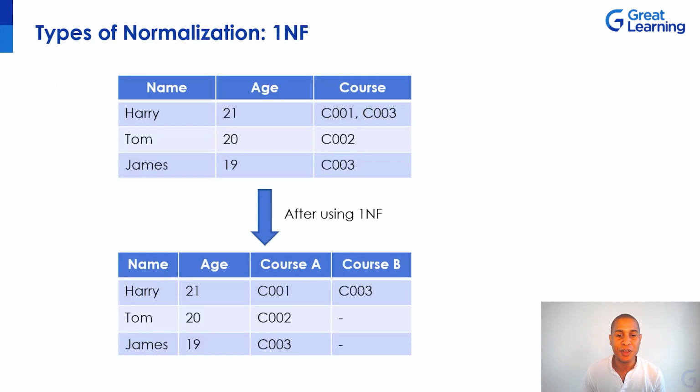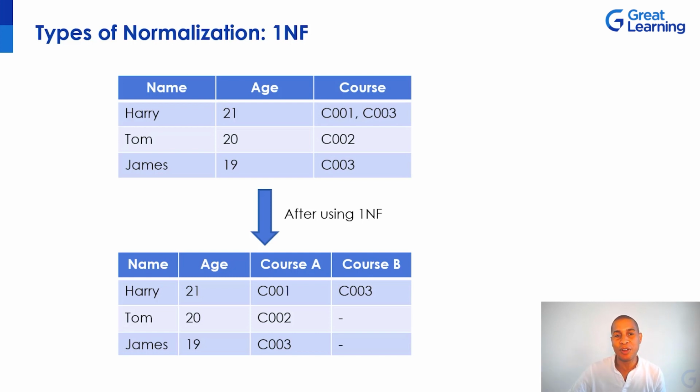So let's look at the first normal form. We can see we have two tables, one at the top and one at the bottom. The first table there is just our table without the transformation using the first normal form. So what do we see? Let's discuss what we see in the first table. We have three names, Harry, Tom, and James. We have a unique age for each one of those, which is 21, 20, and 19.